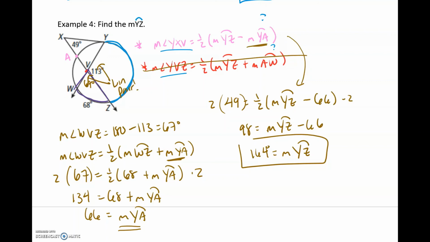Okay? So really think about those multi-step problems, and hopefully you're looking at where the vertex is to come up with the relationships with these angles and arcs in our circles.